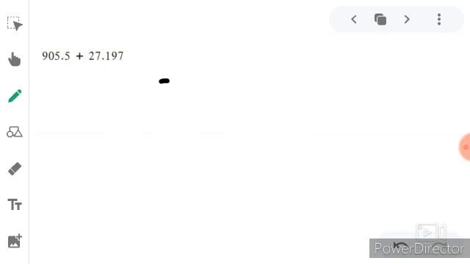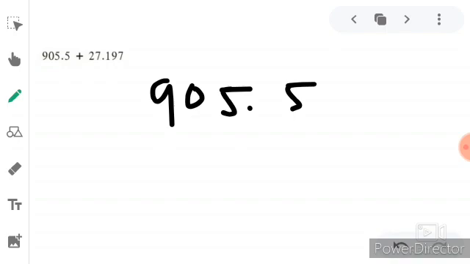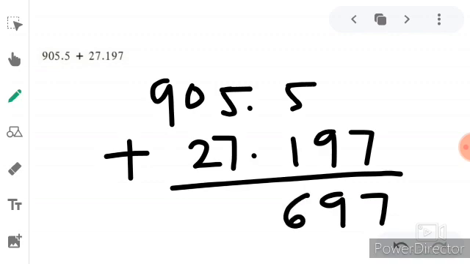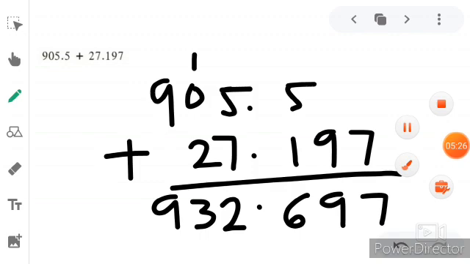Now the next example, 905.5. You will have to put the decimal point below the decimal point, 27.197. So, point below the point. Now add. 7 as it is, 9 as it is, 5 plus 1 is 6, decimal point as it is, 5 plus 7 is equal to 12, 1 carry, 1 plus 2 is equal to 3, then 9 as it is. So our answer is 932.697. Students, I hope you will understand better.